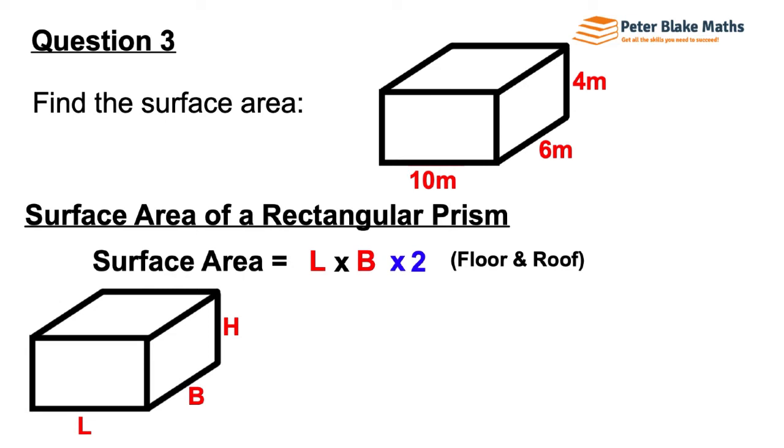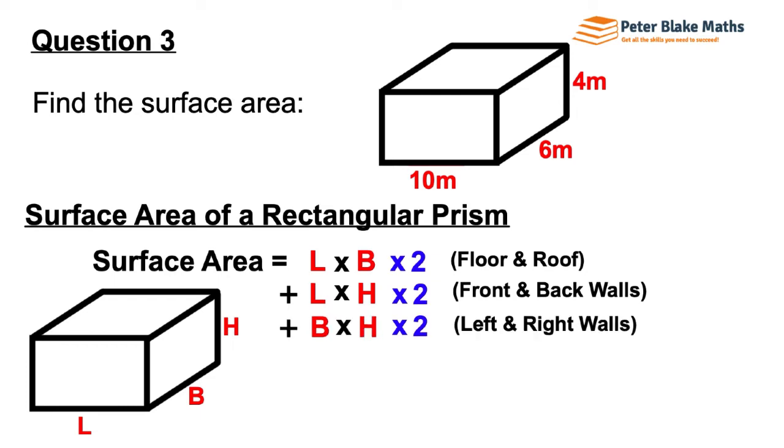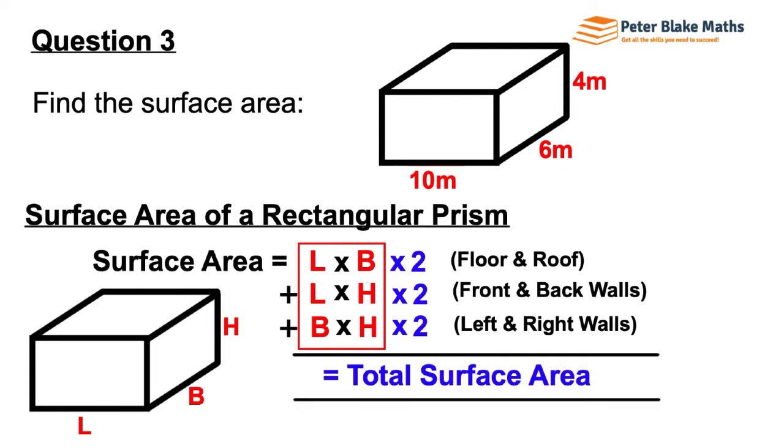We've got a length times a breadth times 2 for the floor and the roof. We've got a length times a height times 2 for the front and back walls. We've got a breadth and a height times 2 for the left and right walls. So as long as we get every combination of numbers in that red section there, we'll be sweet. So see in that red area there, we've got a length times a breadth, a length times a height, and a breadth times the height. So every combination. That'll give us our total surface area.